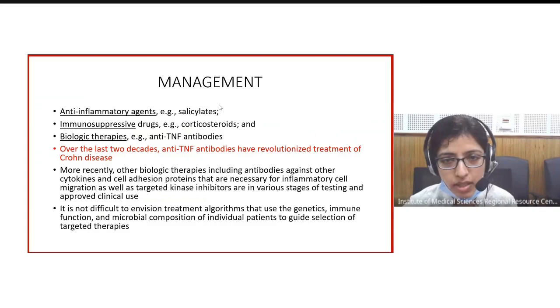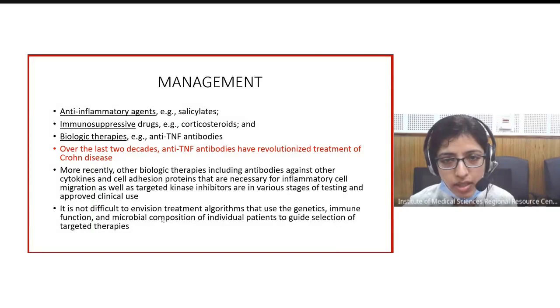Now, we can manage this by anti-inflammatory agents like salicylates or immunosuppressive drugs like corticosteroids, and now even biological therapies have come up like anti-TNF antibodies. So anti-TNF antibodies have really helped individuals with inflammatory bowel disease. Other biological therapies, including antibodies against some cytokines and cell adhesion proteins, which are found to be essential for inflammatory cell migration, have also been approved for clinical use.